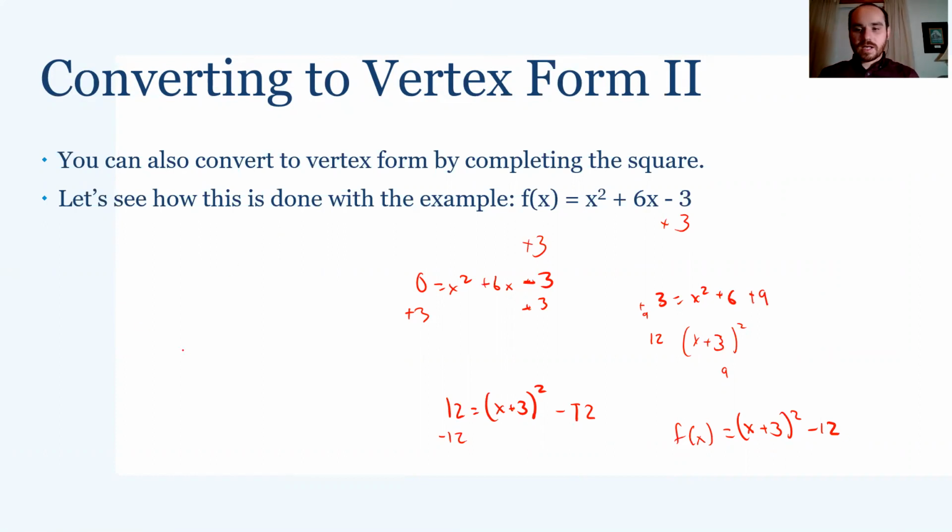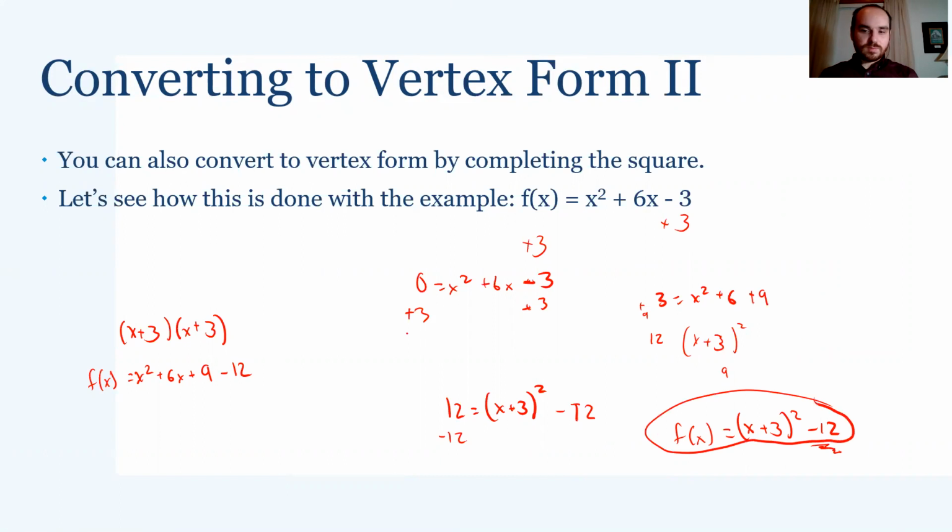We can double check this once again by solving everything out. So we have x plus 3 times x plus 3. This time there's no a value, so that's kind of nice. FOIL this out, we get x squared plus 6x plus 9. And then f of x equals that minus 12, because we've got this minus 12 over here in our answer. This is the answer, by the way. I've got to circle those. So we have the minus 12. 9 minus 12 is negative 3. So we have f of x equals x squared plus 6x minus 3. And that is our original equation.